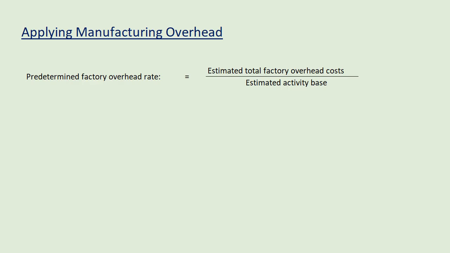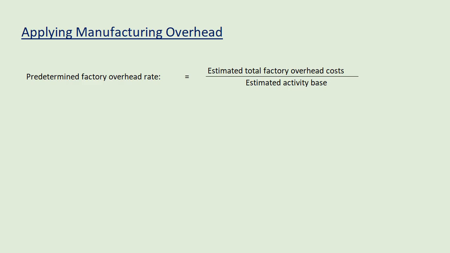Companies do not know their factory overhead at the beginning of the period, and so they need to estimate it. If a company waited until all the overhead costs were known at the end of the period, the allocated factory overhead would be accurate, but it would not be timely.